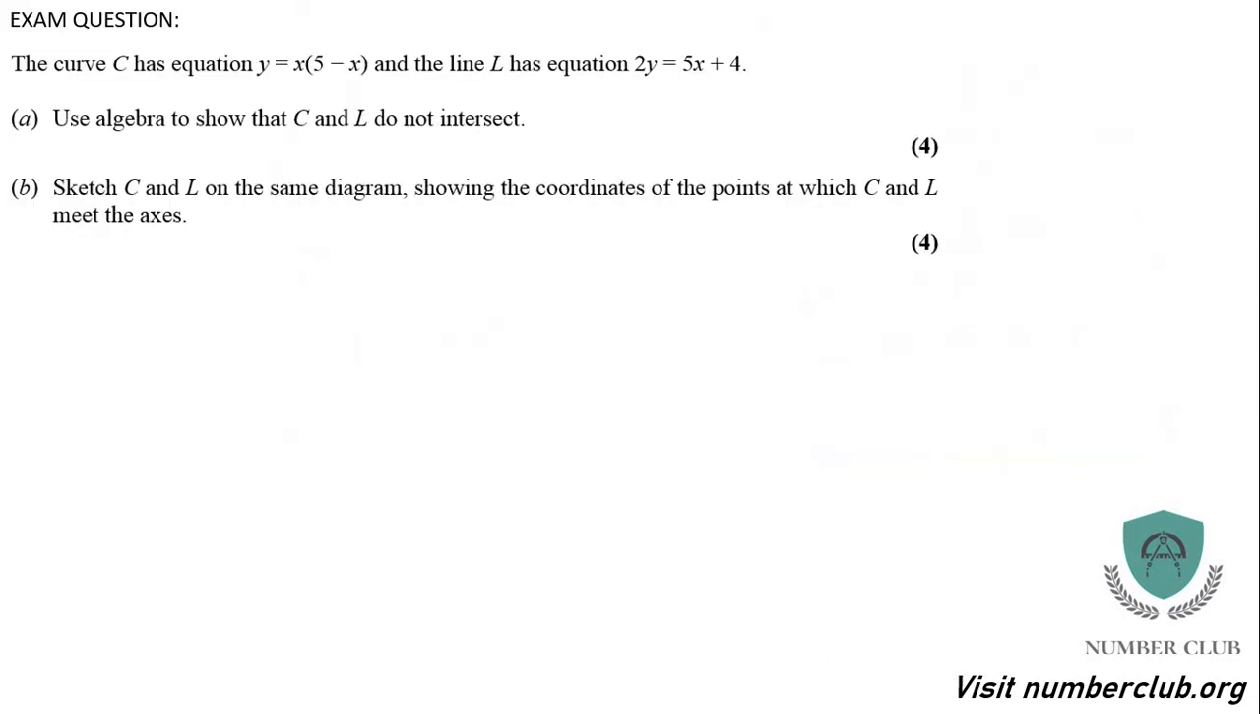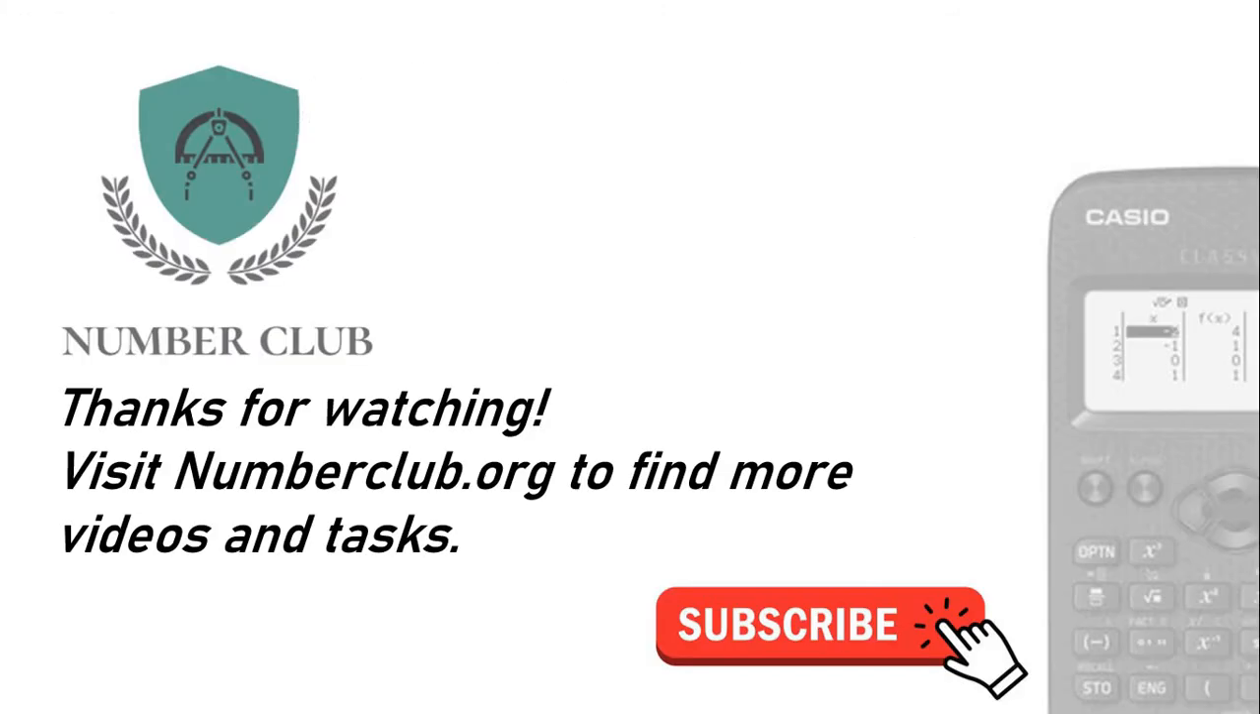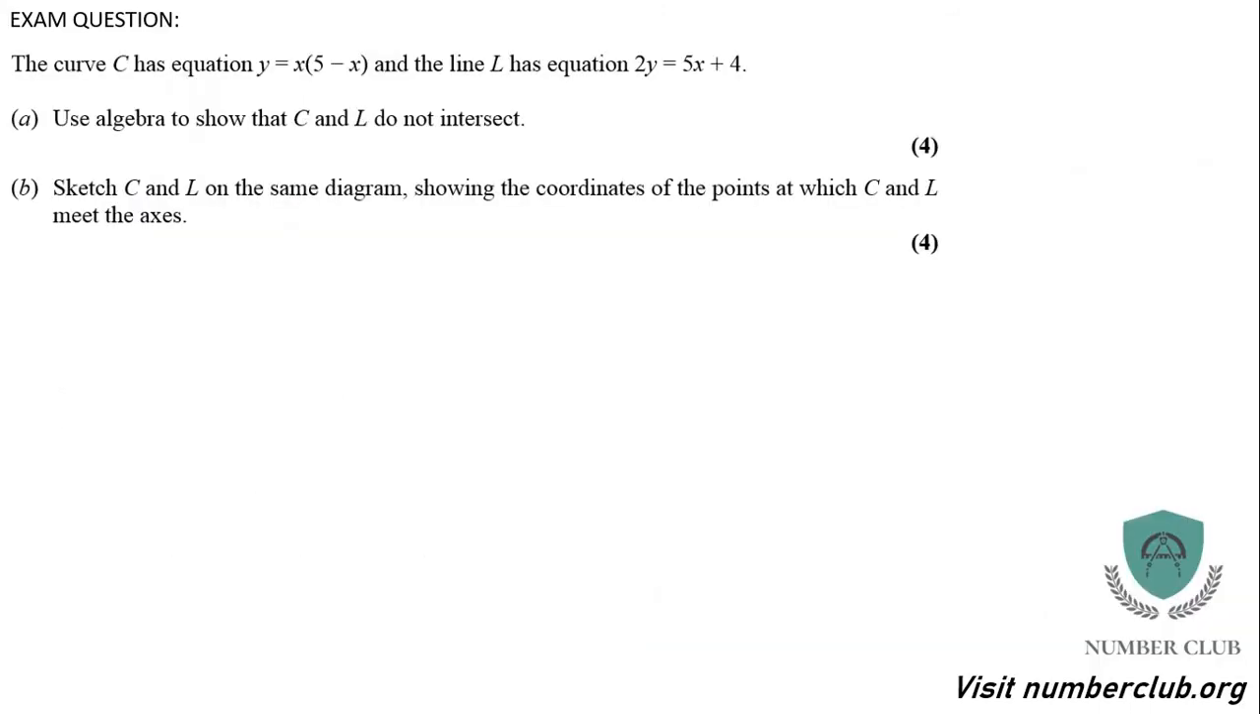Okay? So, moving on. This is an exam question. The curve C has equation x lots of 5 minus x. That's interesting, watch out for the negative. And the line L, watch out, that's not y equals, it's 2y equals. Use algebra to show that they do not intersect. A hint: substitute one into the other, tidy it up, produce a discriminant. Wherever we're talking about things not intersecting, we expect that discriminant to be negative.